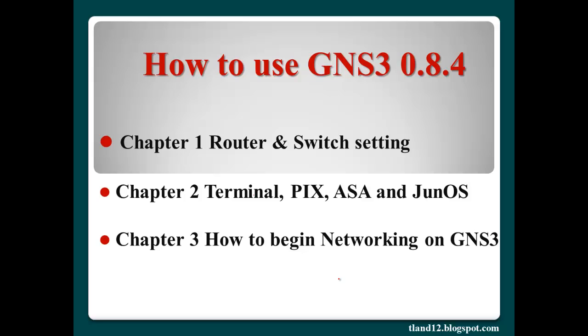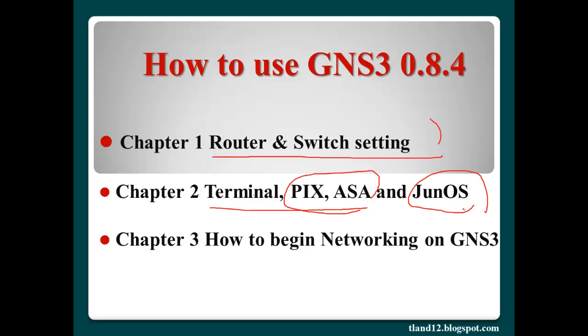In this part, there are three chapters. Chapter 1, how to set the router and switch on GNS3. Chapter 2, the terminal, PIX, ASA, which is a firewall, and GNOS. GNOS means the Juniper routers' operating system. And Chapter 3, how to begin networking on GNS3 like this.